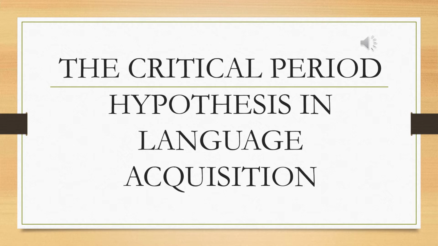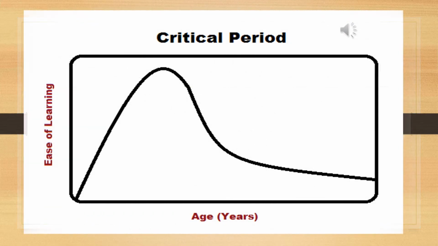The critical period hypothesis in language acquisition. When learning about the process of language acquisition, two approaches are normally distinguished: the behavior approach and the nativist approach. The behavior approach.